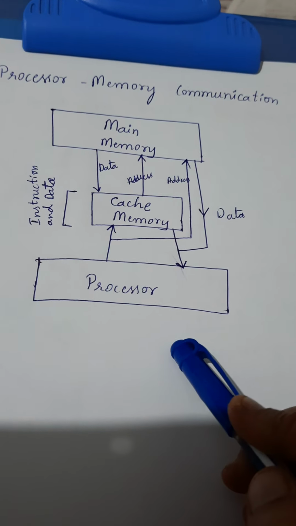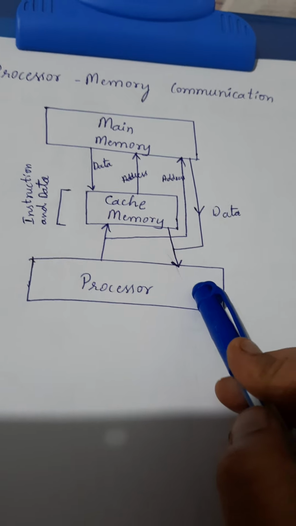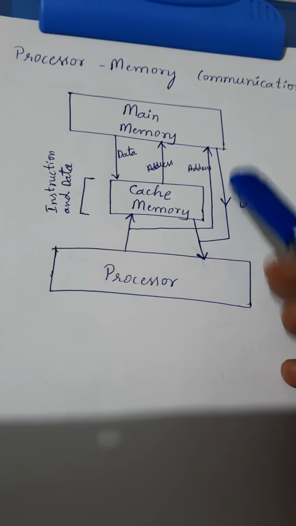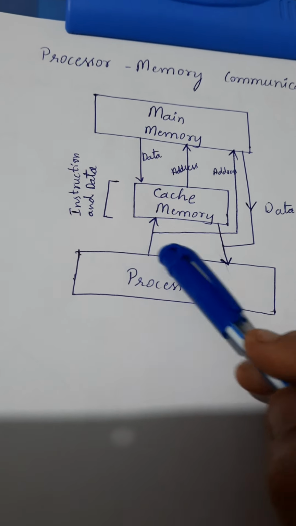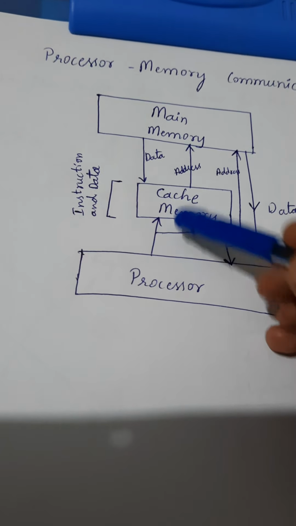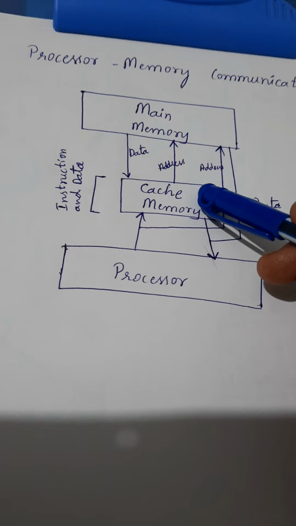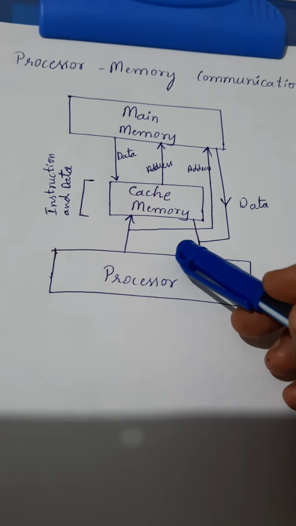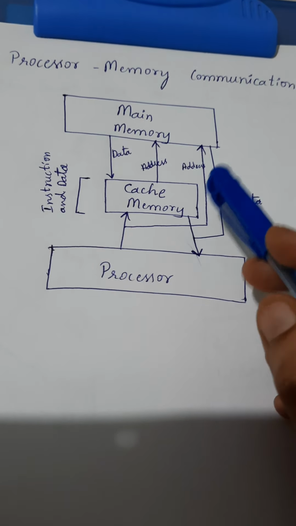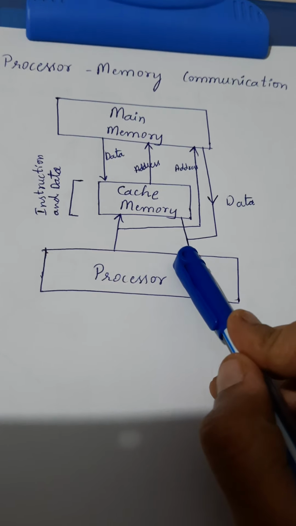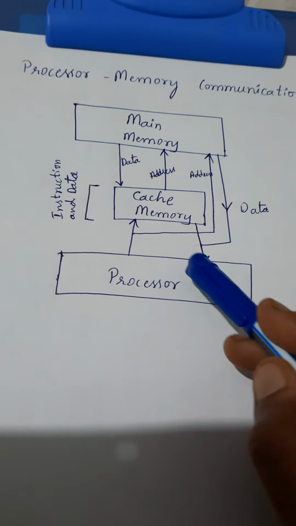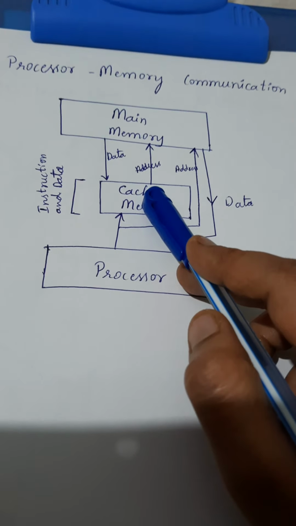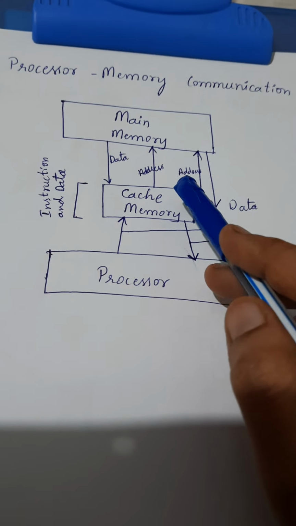Then the processor will transmit the actual data via the data bus. So this is the data bus you have. Now the processor will send the data via the data bus. Then it will issue a write command. Earlier it had issued a read command from main memory. Now it will issue a write command because it has to update. Then the data will be updated.